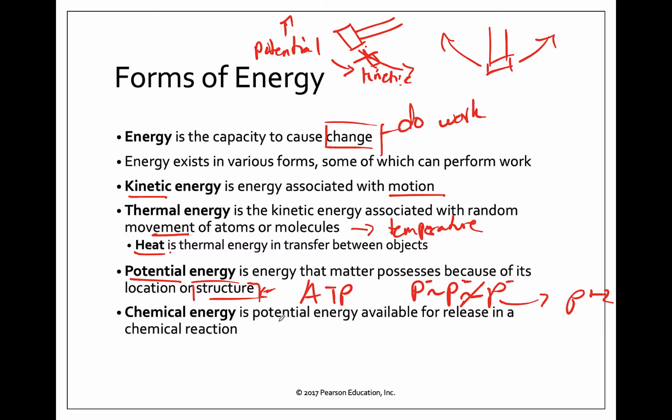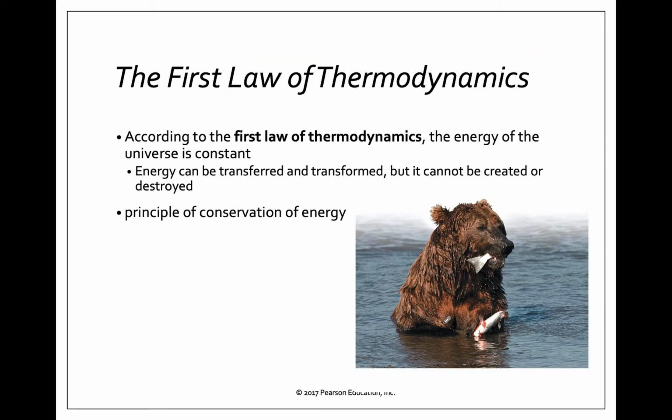So the chemical energy is just potential energy. So when we're talking about free energy or the energy in our reactions, we're talking about chemical or potential energy that is available to be released. And we can't continue to talk about energy until we learn the laws of thermodynamics. So the very first law is that the energy of the universe is constant.